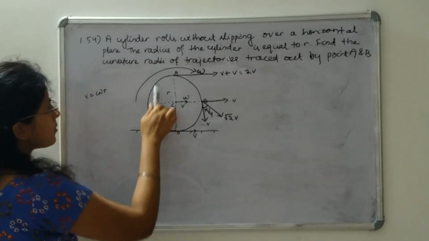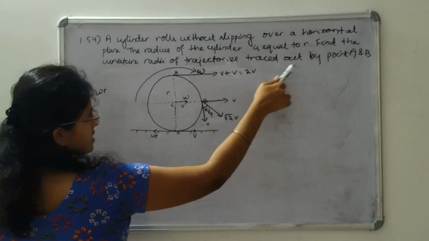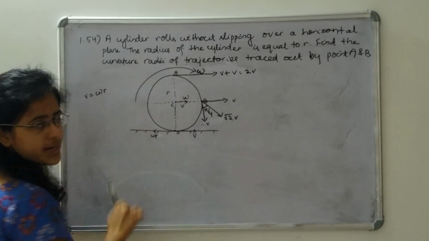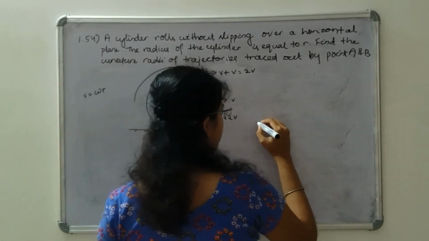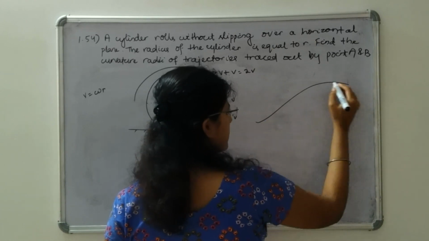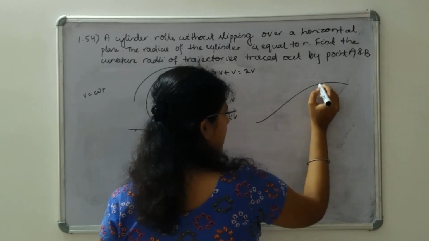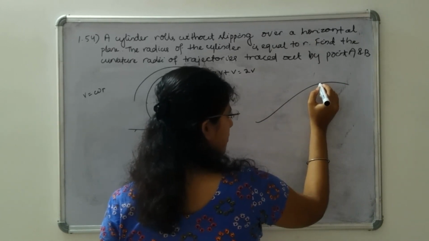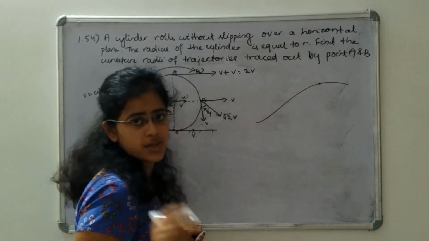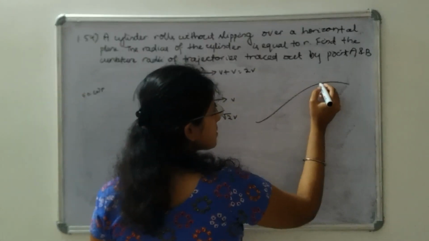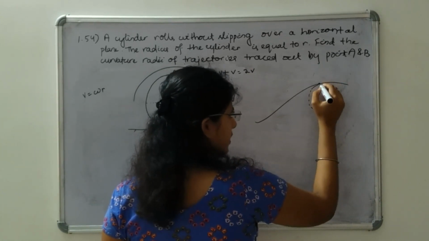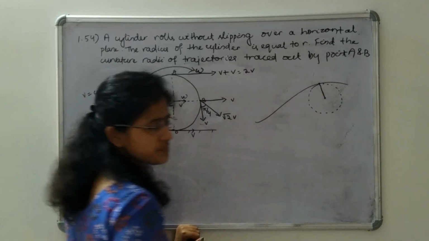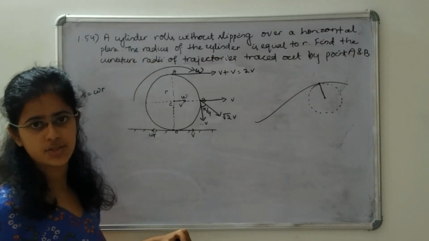Okay. So we have to derive the trajectories traced by points A and B, and the radius of that trajectory. Radius of trajectory means what? Let us say a point is moving in this trajectory, and you have to derive the radius at a particular point. How can you derive it? Simply draw a circle at that point, and derive the radius of that circle. This is the radius of trajectory we have known.